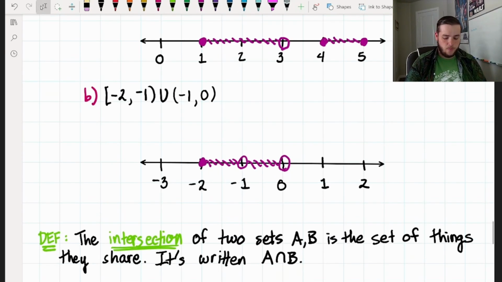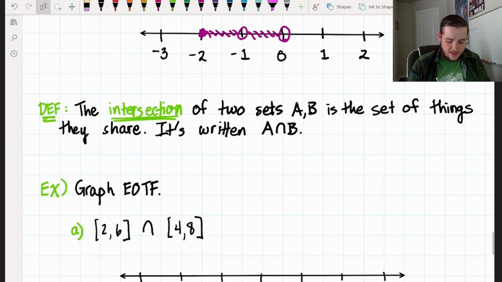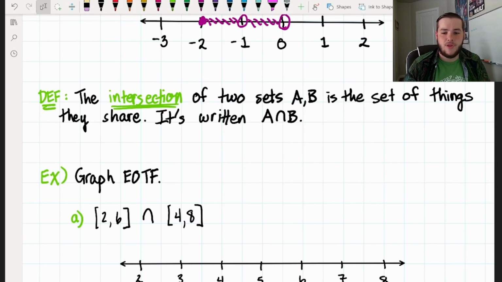Similarly to the union, we can also talk about the intersection of two sets, A and B. The intersection is the set of all things that they share, and this one can be a little trickier at first. To write the intersection, we use the union symbol, but upside down. Again, I think that these are kind of easiest to see with a picture.